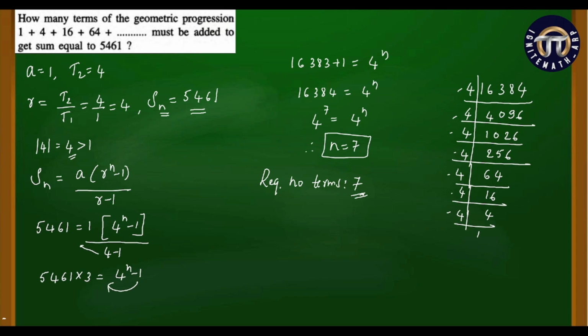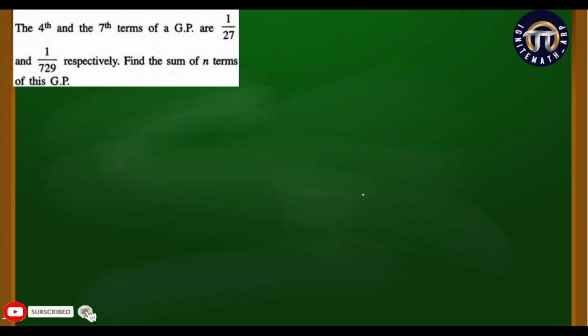Now let us move to the next question. The next question says that the fourth and the seventh term of the GP are 1 by 27 and 1 by 729 respectively. Find the sum of n terms of this GP. So over here T4 is given to you, children. The fourth term of the GP is 1 by 27. T4 means ar to the power of 3 is equal to 1 by 27. I just call this equation 1.